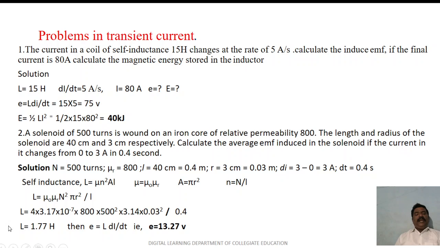Therefore, once we get the inductance L is equal to 1.77 Henry, the average induced EMF E is equal to L di by dt. Substituting the value of L, and the rate of change of current, di as 3 divided by 0.4, we will get 13.27 volts. That is the induced EMF in the coil.